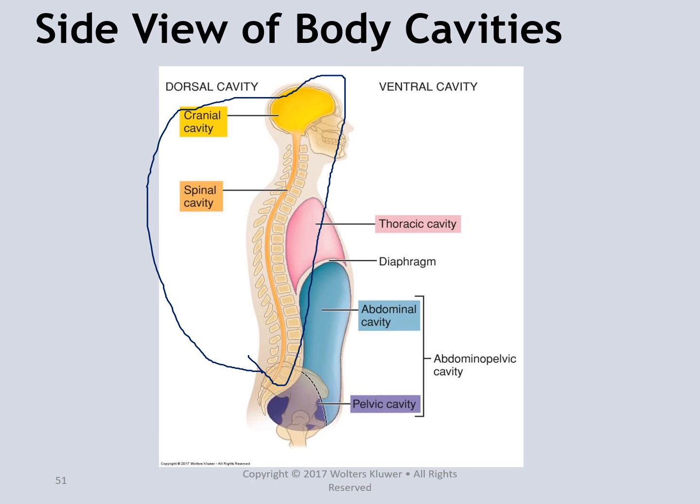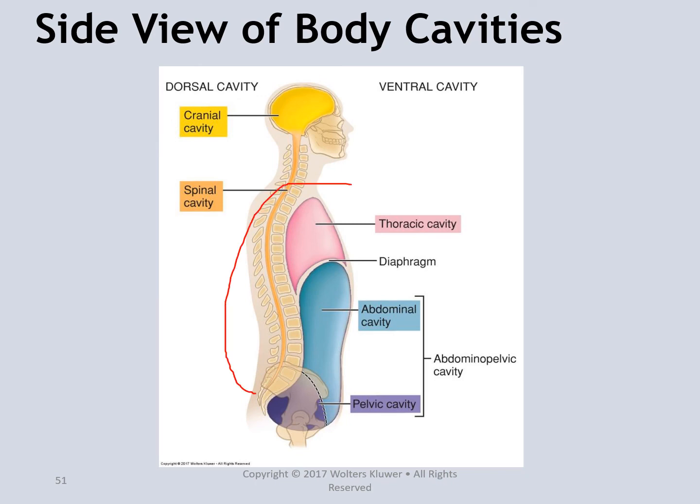The ventral cavity, then, is everything in the front of the body, and maybe a little more easy for you to kind of imagine. So you have the thoracic cavity, which is the top half of the body underneath the ribs and above the diaphragm. Remember, the diaphragm is the big sheet-like muscle that sits right underneath your lungs and moves and helps you breathe.